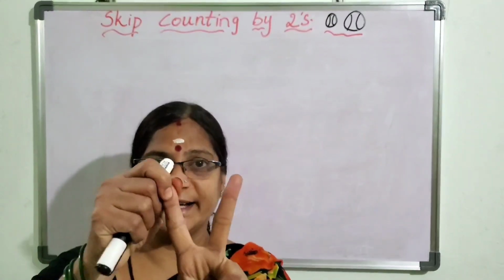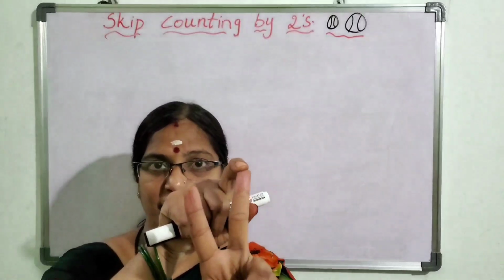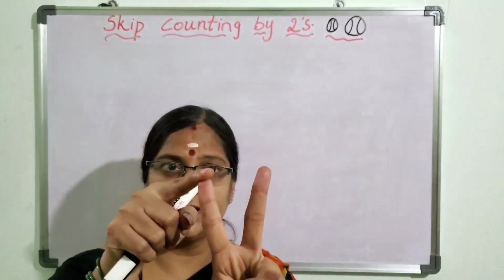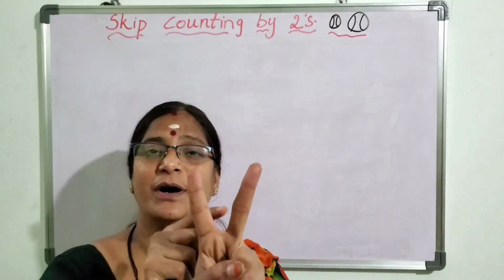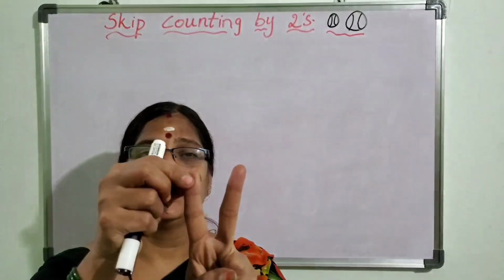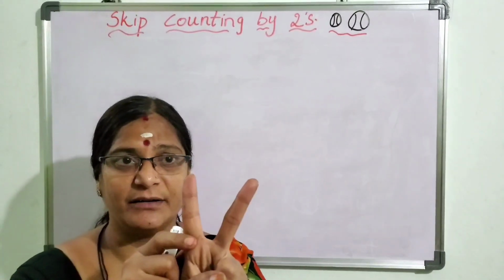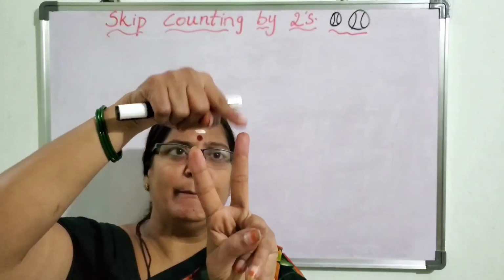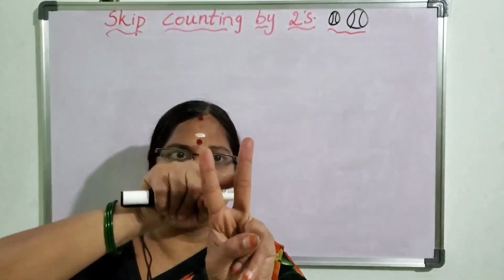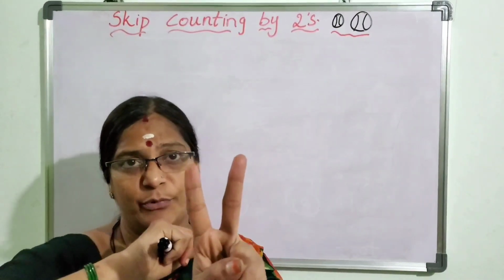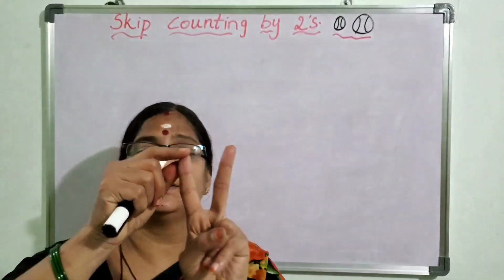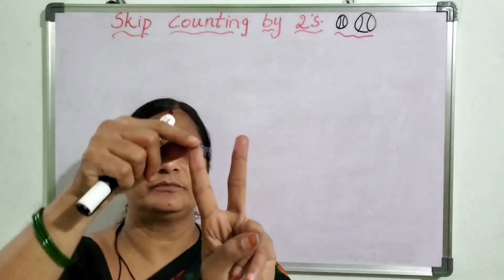This is your index finger and this is your middle finger. Got it? Index finger and middle finger. Now, how to write the skip counting? See here. From 1 we have to start. And which number comes to the middle finger? This big finger, middle finger. That number you should write in your book. Got it? Now, starting from 1.